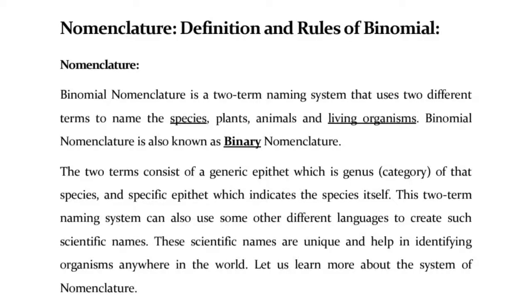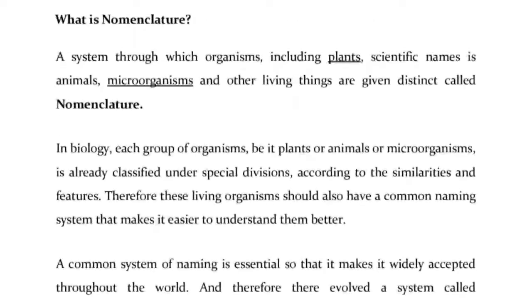the species itself. This two-term naming system can also use some other different languages to create such scientific names. These scientific names are unique and help in identifying organisms anywhere in the world. Let us learn more about the system of nomenclature. What is nomenclature? A system through which organisms, including plants, animals, microorganisms, and other living things are given distinct scientific names is called nomenclature.